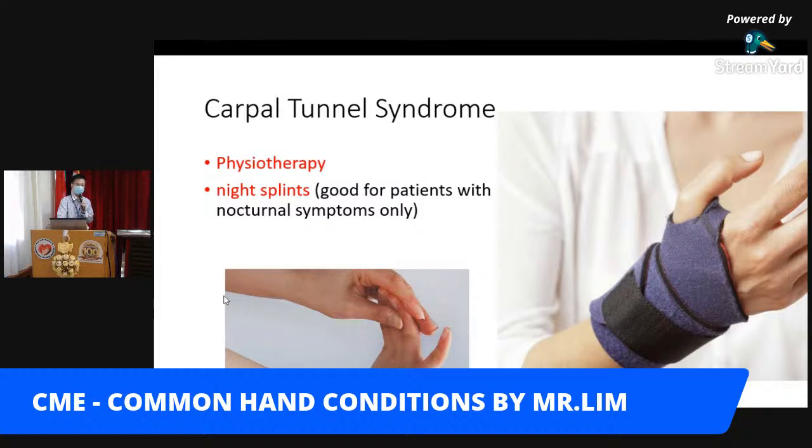So in these kinds of cases, it's good to give a trial of a splint, a night splint. Splint it in a neutral position so that it doesn't get flexed or in an awkward position, and avoid all the aggravating activities. Every patient has a different story to tell.